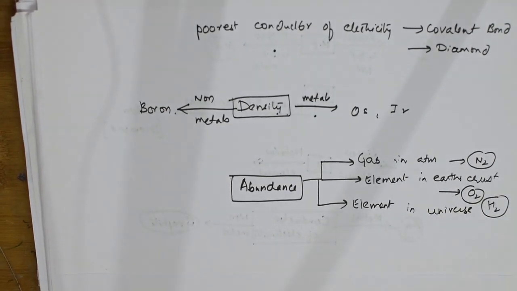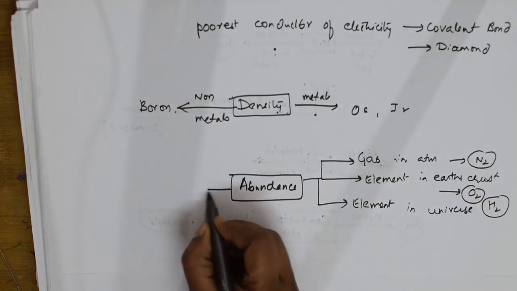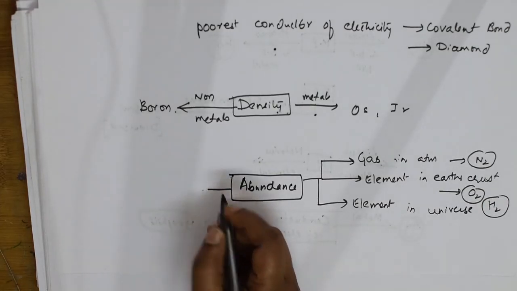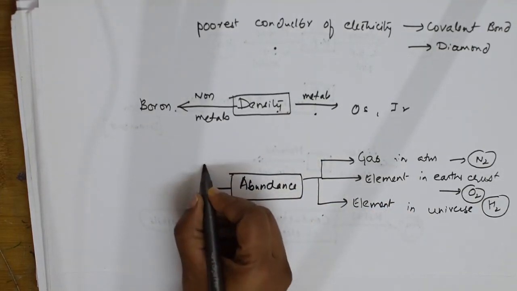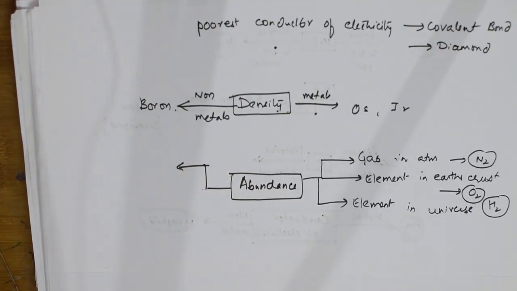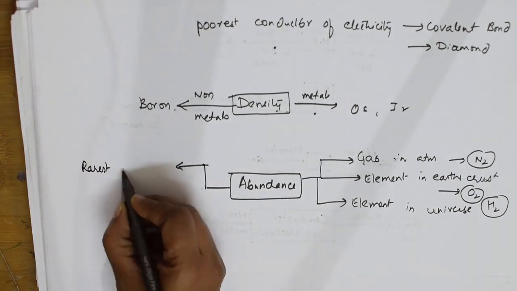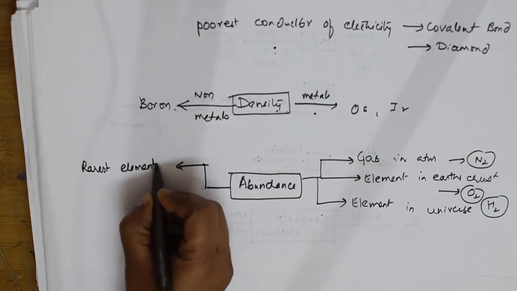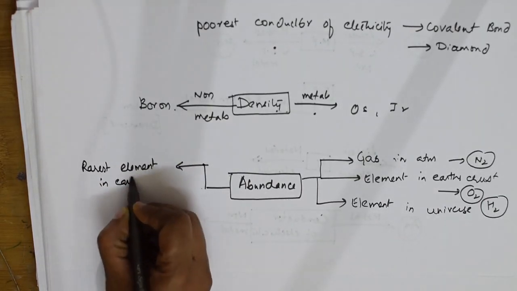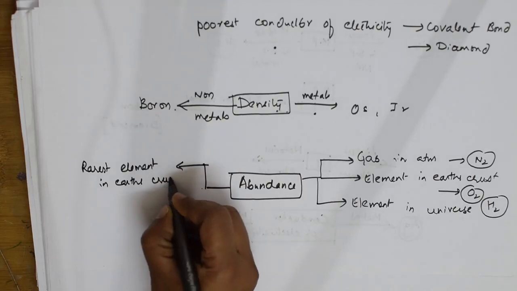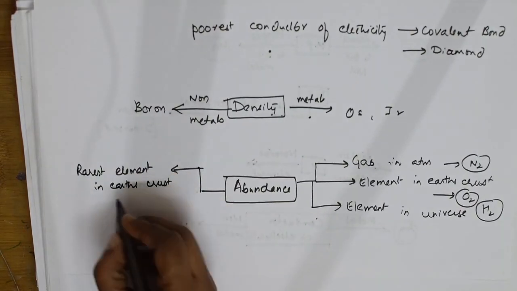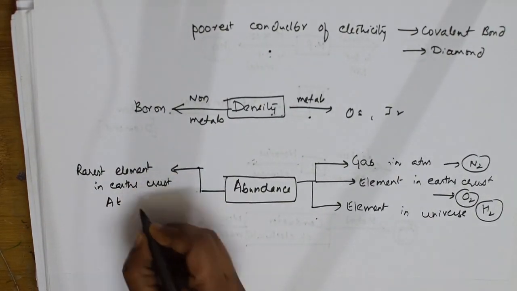Hydrogen. Now I'll also teach you the rarest element in Earth's crust. I have to teach that also, isn't it? Okay, right. So, the rarest element in Earth's crust. Let us write that. Rarest element in Earth's crust. What is the rarest element in Earth's crust? It's nothing but astatine, At.